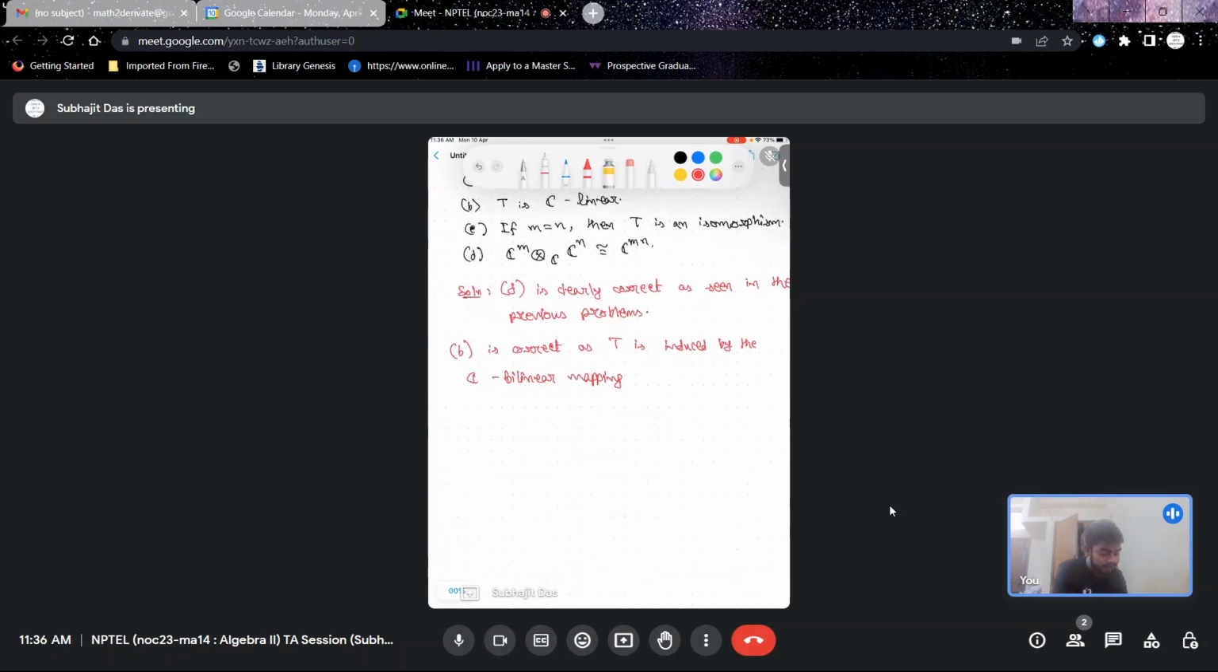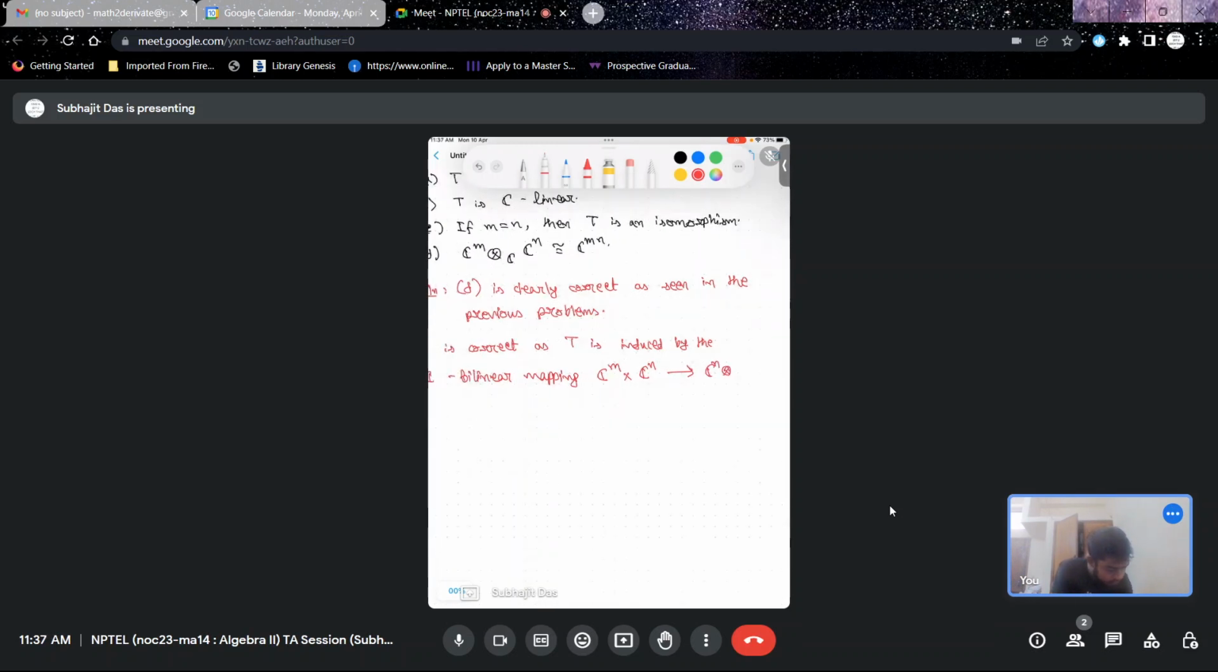Induced by the C-bilinear mapping from Cm cross Cn into Cn tensored over C with Cm, which sends (x, y) onto Ax tensored with By. Right? This map is clearly bilinear, because taking the product with a matrix A is linear. Similarly, taking the product with a matrix B is linear, and you have the tensor product between them.